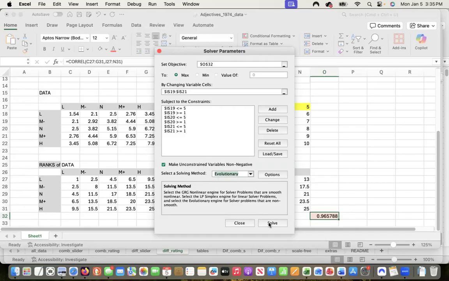So I think we're ready to let the solver work, and we can click the solving method. It's got unconstrained variables are non-negative. Notice I've forced them to be between 1 and 5 anyway, so that means they'll be positive. So this isn't affecting us in this case.